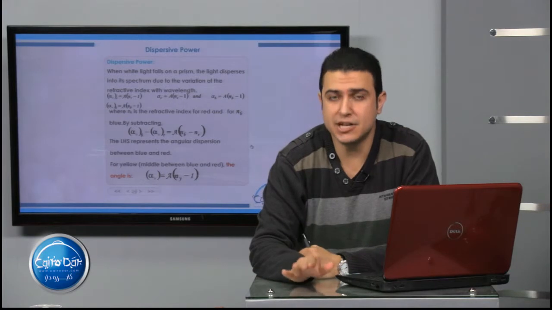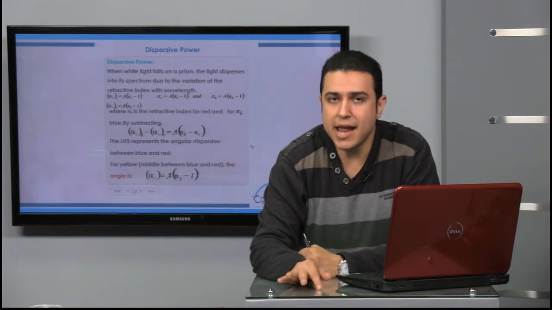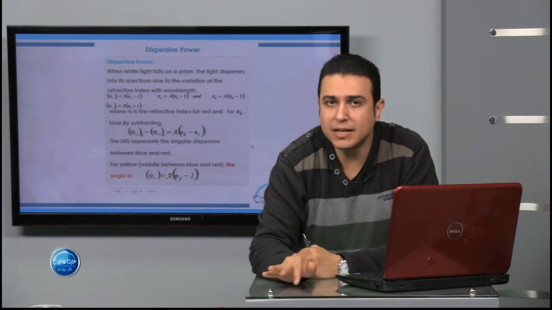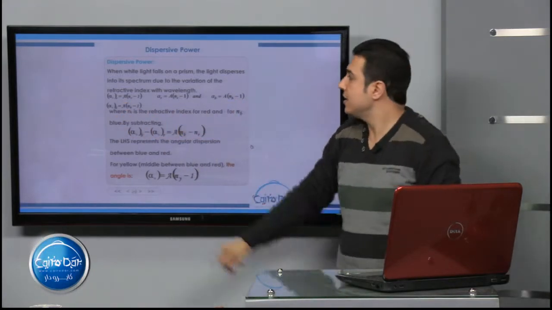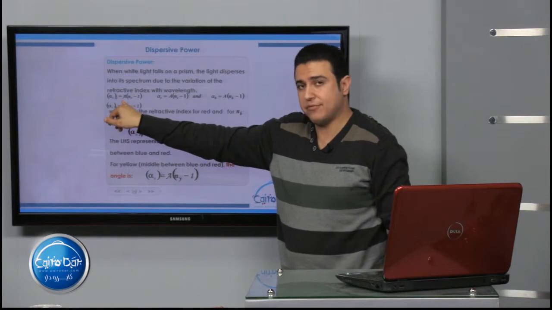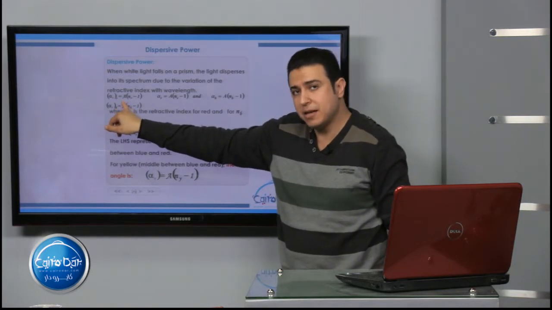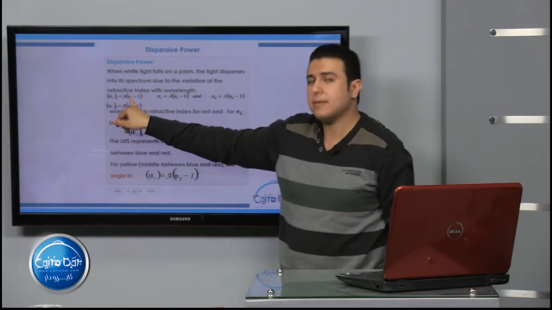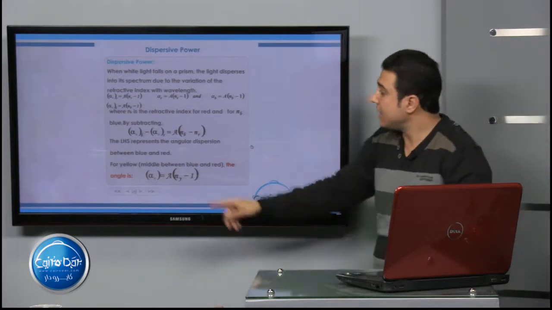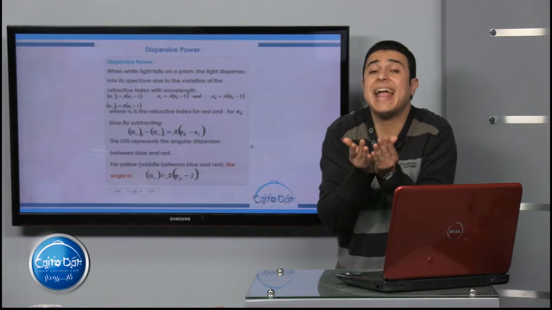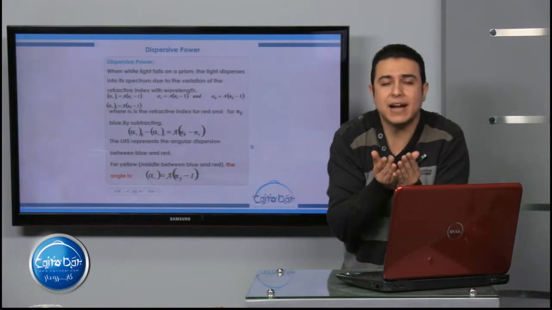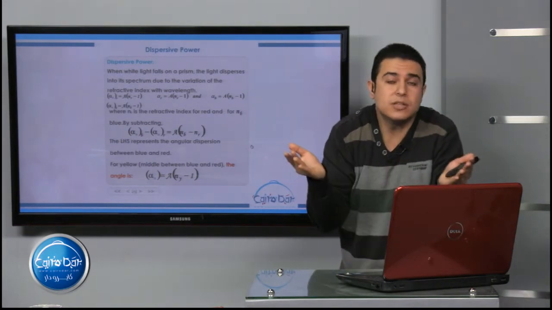So from the relations, alpha equals A between brackets n minus 1. So alpha naught for red color equals A, the refracting angle of the prism, times n for red minus 1. So here A is constant. Why is A constant? Because it is the refracting angle of the prism, so it doesn't change.